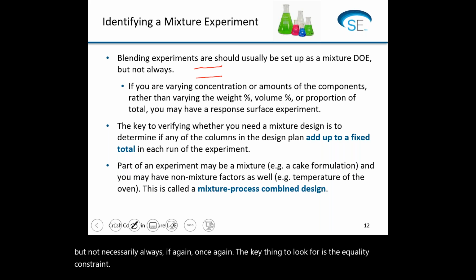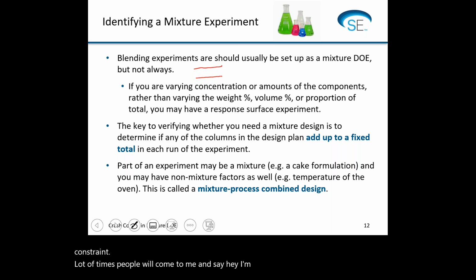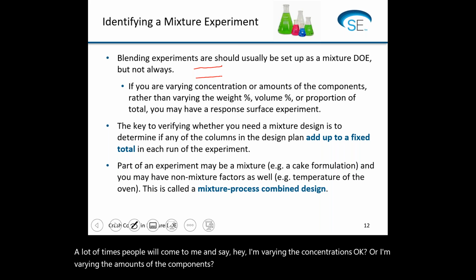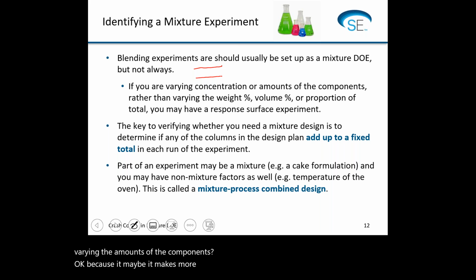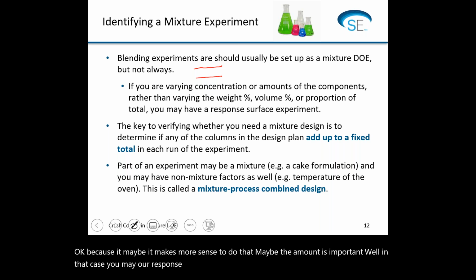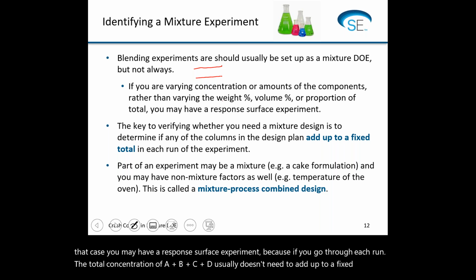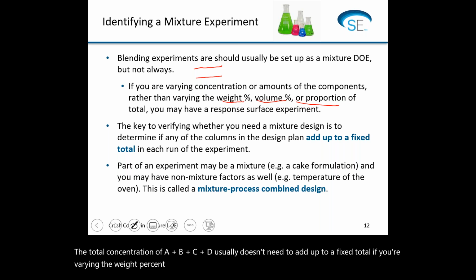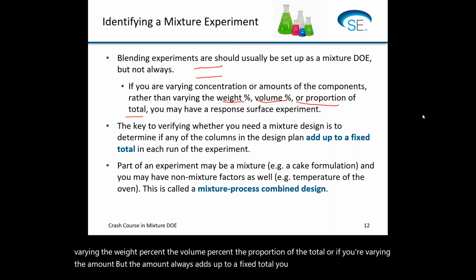A lot of times people will come to me and say, hey, I'm varying the concentrations, or I'm varying the amounts of the components, because maybe it makes more sense to do that. Maybe the amount is important. Well, in that case, you may have a response surface experiment, because if you go through each run, the total concentration of A plus B plus C plus D usually doesn't need to add up to a fixed total. If you're varying the weight percent, the volume percent, the proportion of the total, or if you're varying the amount, but the amount always adds up to a fixed total, you have a mixture experiment.